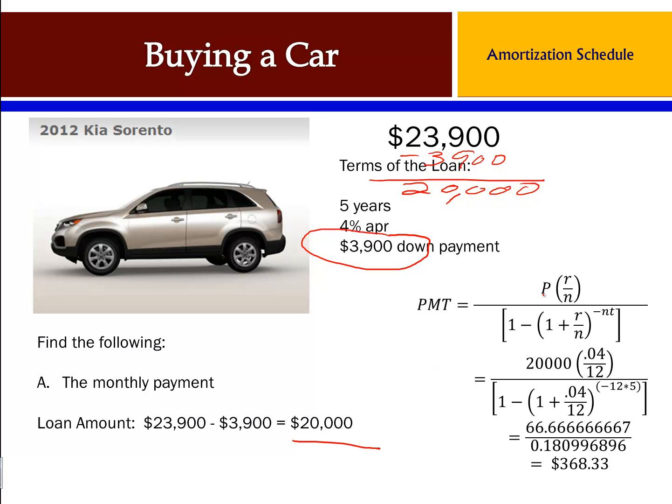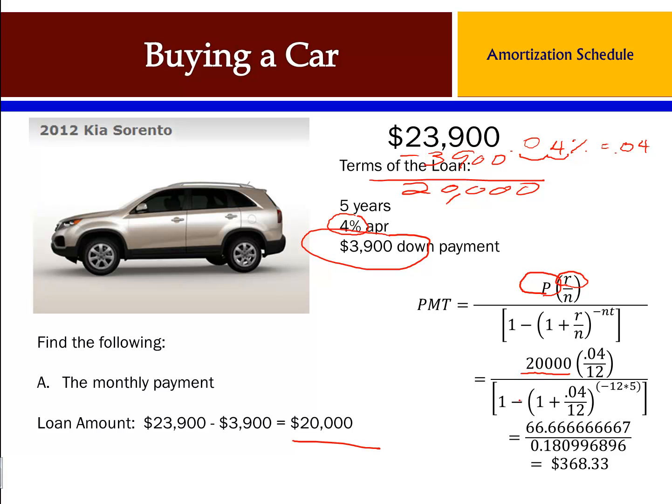P stands for the principal amount. That's the amount borrowed. That's the $20,000. R stands for the rate. Our rate is 4% annually. That rate has to be changed to a decimal, so 4% is going to be 0.04, because you take the decimal that's at the end, you move it 2 places to the left, and you have to fill in with a 0. That's divided by N, the number of payments made each year, which we're going to pay monthly payments, so that would be 12.